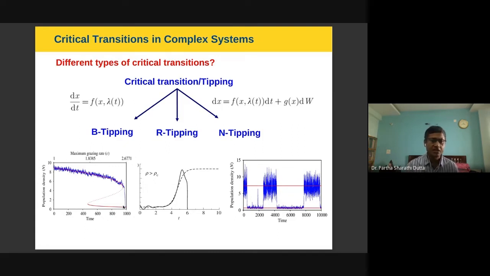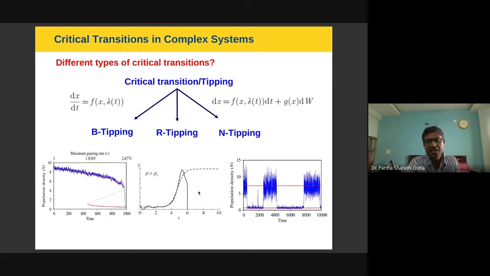Now, if one varies the driver, the grazing rate, the way I have drawn in this figure, like if you vary your grazing rate from 1 to 2.67 within a time frame 0 to 1000, and if noise is present in the system, you get a stochastic trajectory, right? This blue one is the stochastic trajectory, and the moment the stochastic trajectory crosses this bifurcation point, these two points being saddle points, you suddenly shift to an alternative state, which is the lower steady state. So this is called bifurcation-induced tipping, because the tipping happens in the vicinity of a bifurcation point.